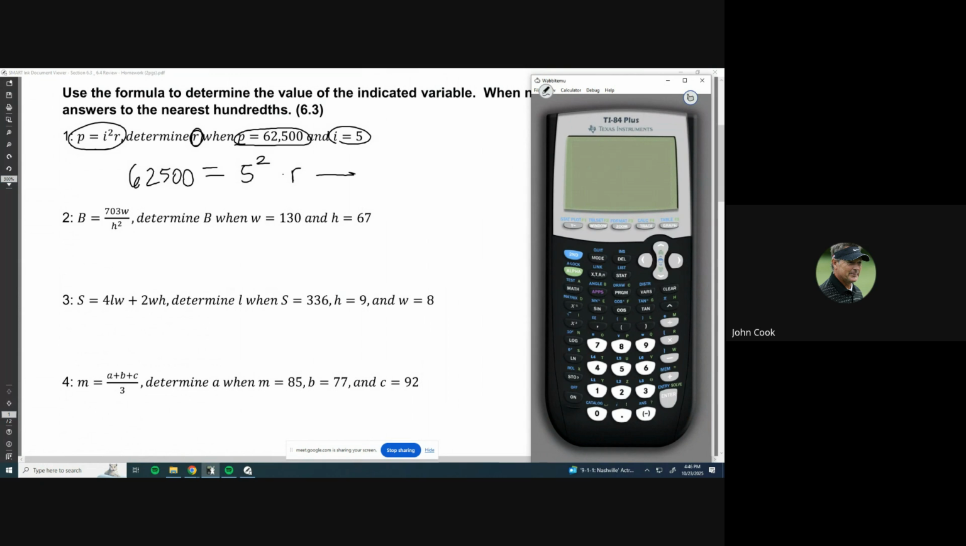After you plug the stuff in, the next thing that you would want to do is expand stuff. Like if you have distributive property stuff or anything like that, you expand. Or you use the reverse order of operations to solve. So simplify and solve. In this case, I don't have anything to distribute, but I do have this square here. So I'm going to figure out what that number is first. I go to my calculator, 5 squared, that's 25. So I just rewrite it really quickly. 62500 is equal to 25R.